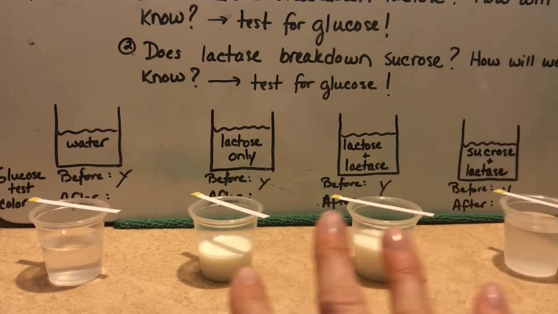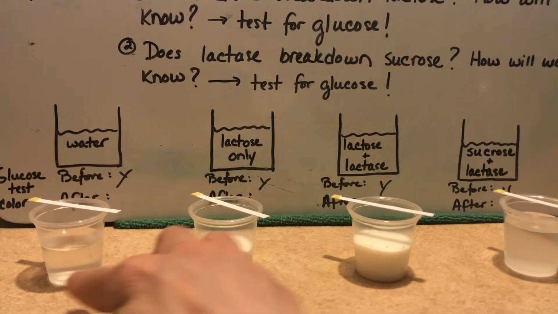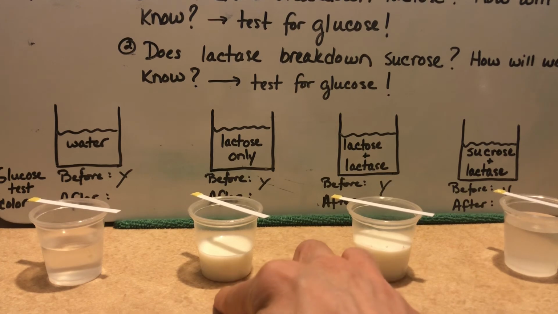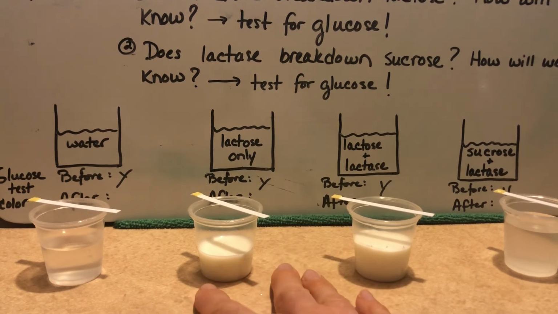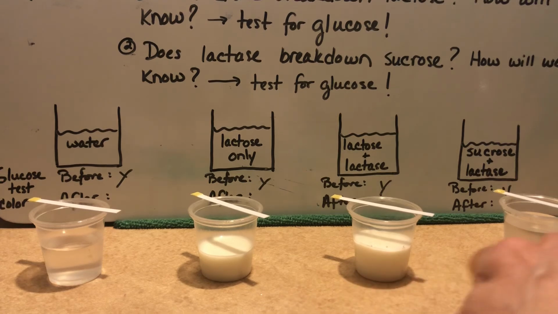I've added the enzyme, right? This was water with some enzyme, lactase only. This is only milk. There's no enzyme in here. This is lactose and an enzyme. And the very last one is also sugar water, or sucrose, and an enzyme component. So I'm going to let them sit here for a couple of minutes. I'm going to pause the video, and then when I come back, we're going to test them again to see if we've got the presence of any glucose.